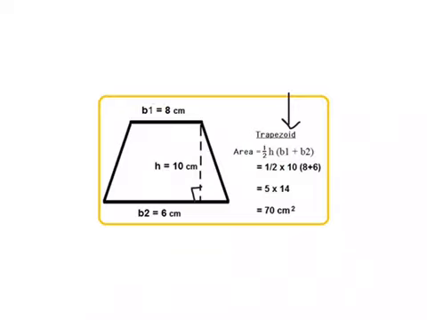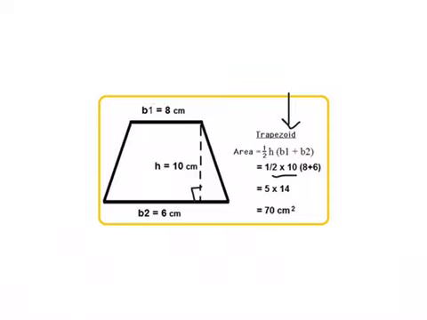Both my base lengths are 8 and 6. So you can combine 8 plus 6. Then you need to multiply that by 10 and then take 1/2. Now, if you look at the way that they solved it in their steps, they started by multiplying 1/2 times 10.